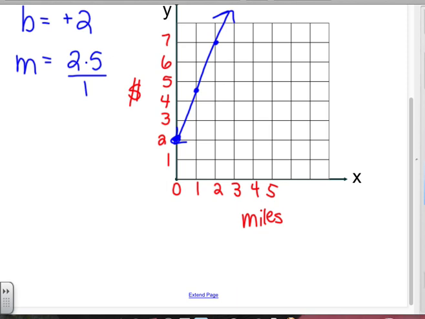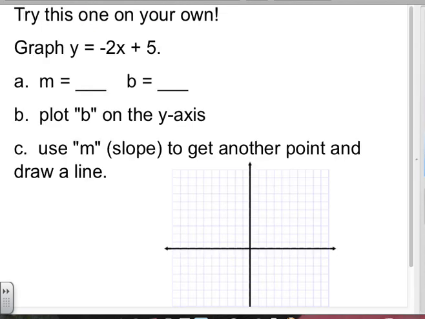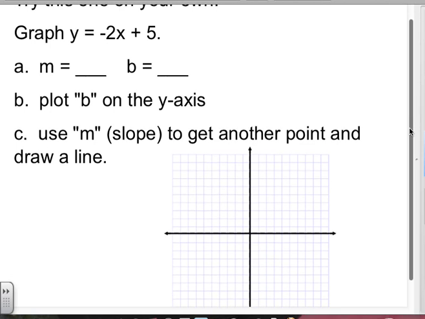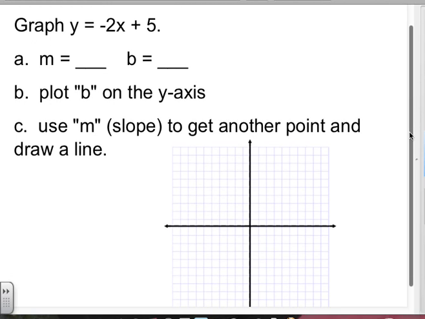Let's see, what else do we have? A couple more slides. Try this one on your own. Let's see what you can come up with. Well, it's already in good form. Y equals mx plus b. What's the m? What's the slope? I hope you guessed that. What's the y-intercept?